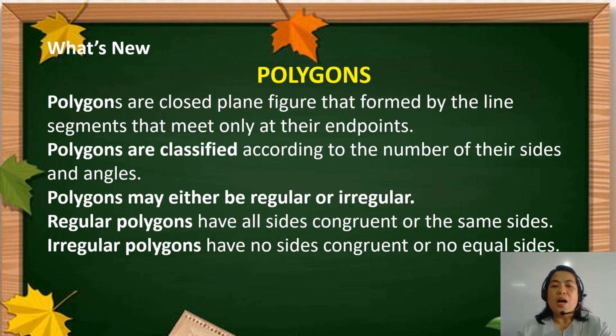Irregular polygons have no sides congruent or no equal sides.